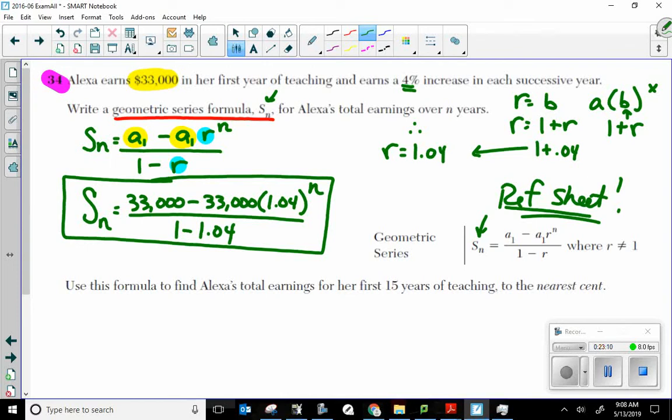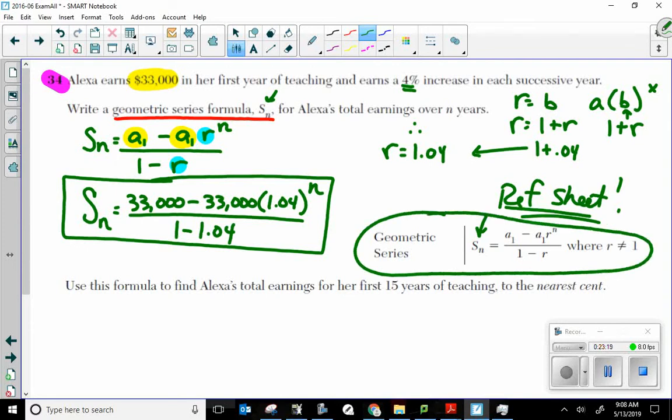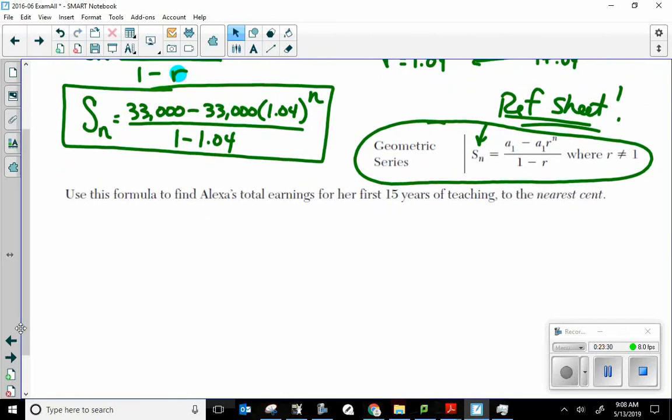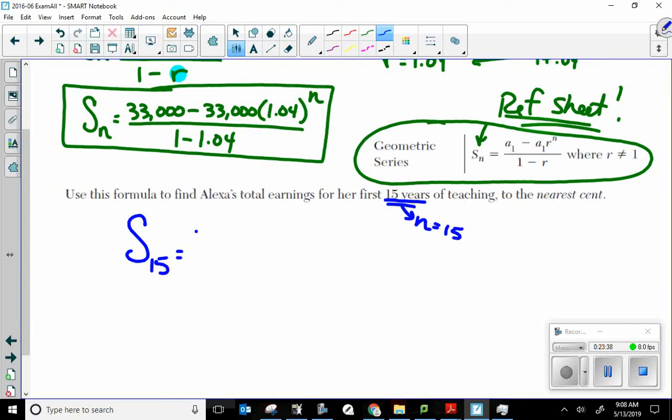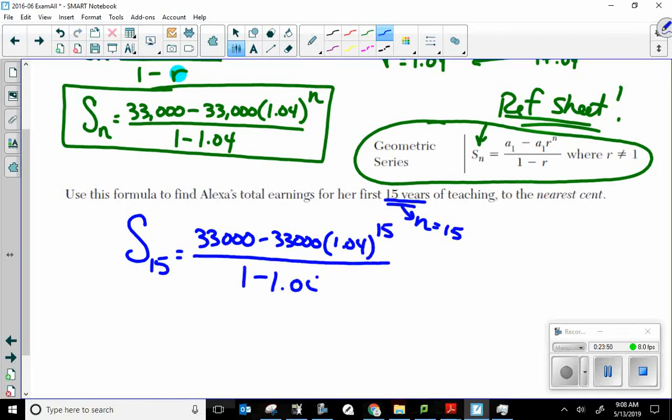Now, once you get that, if you understood that this was on the reference sheet and you understood what R was, this is very simple. In fact, the next part is even easier. This is a gift of 4 points if you know where to find this. They're saying use this formula to find Alexis' total earnings for her first 15 years. That means your n is going to equal 15. So S of 15 is 33,000 minus 33,000 times 1.04 to the power of 15, all over 1 minus 1.04.